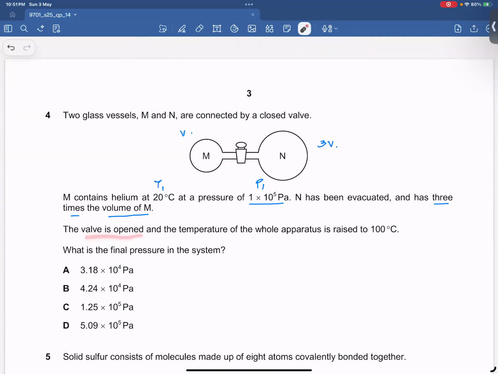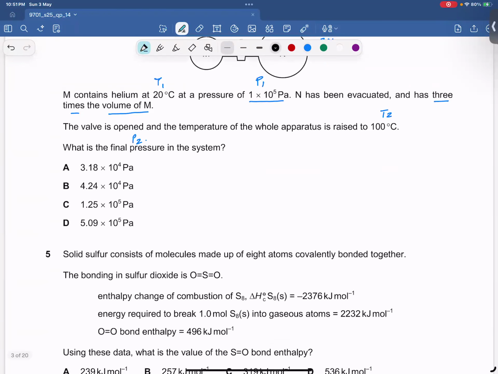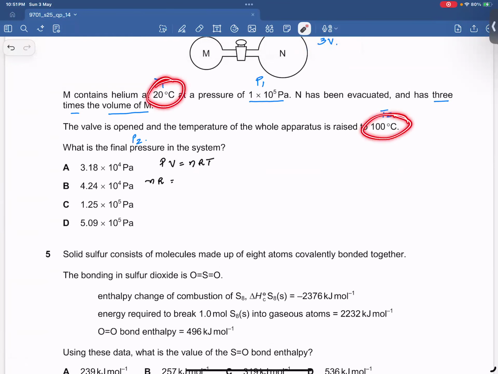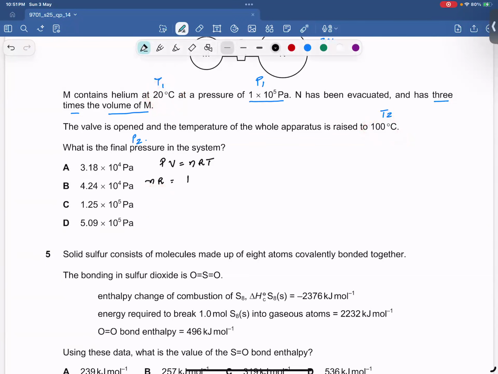When the valve is open and the temperature of the whole apparatus is raised to 100 degrees Celsius, that is going to be T2. What is the final pressure? That is going to be P2. So I'm going to apply PV equals nRT here. By the way, the number of moles and the universal gas constant for both the experiments are the same, at 20 degrees Celsius and at 100 degrees Celsius. So the equation is going to be PV upon T.